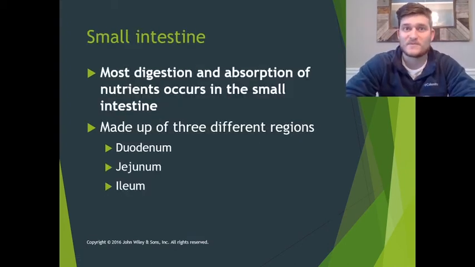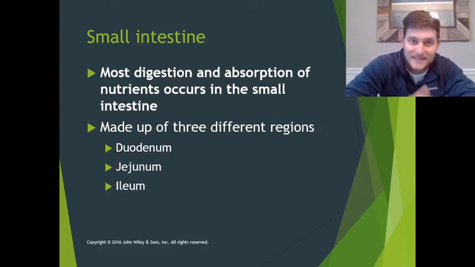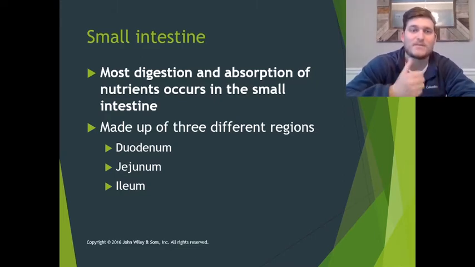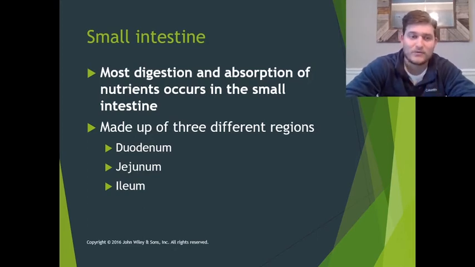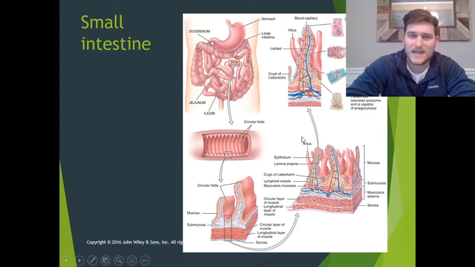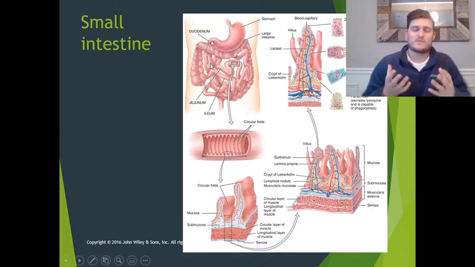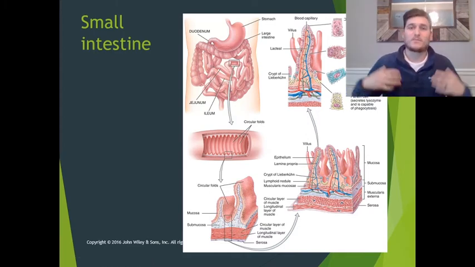Most of the absorption that takes place in the gastrointestinal tract is going to take place in the small intestine. So most digestion and absorption of nutrients occur within the small intestines. It has three different regions: the duodenum, the jejunum, and the ileum. And here we're going to see that, again, we are going to get a release of pancreatic juice that enters the small intestine, and also some bile. Those materials that enter the small intestines are going to be broken down further and then absorbed into the bloodstream.